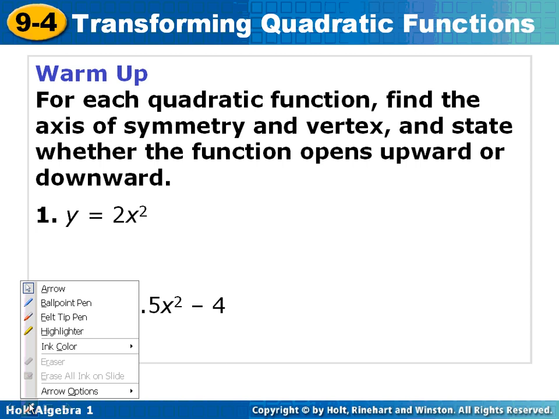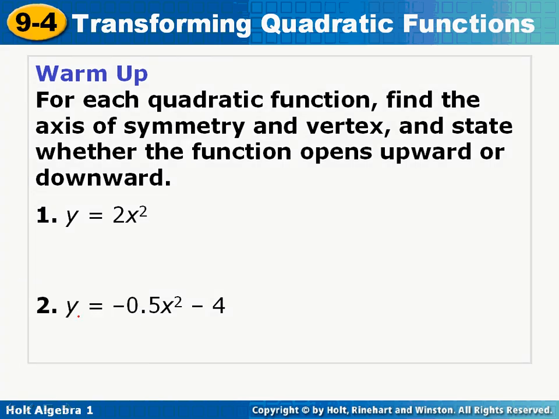We need to first be able to say what the axis of symmetry, vertex, and whether the function opens up or down. On number one, it is going to open up because the 2 is bigger than 1. The axis of symmetry, since the b is 0, is going to be x equals 0. And my vertex is going to be (0, 0), because when I plug in 0 here, in return I get a 0 back.